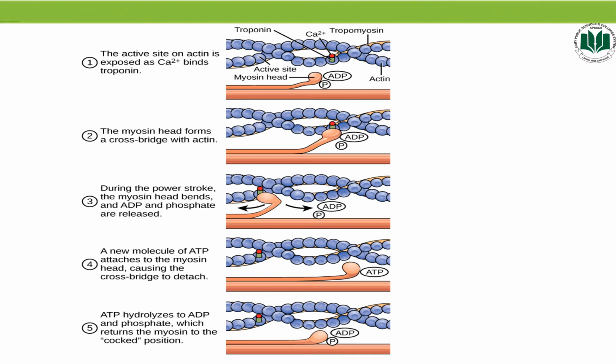After contraction has occurred, the impulse stops. As a result, the calcium ions flow back into the sarcoplasmic reticulum again, the cross bridges are broken, and the muscle fibers relax again.